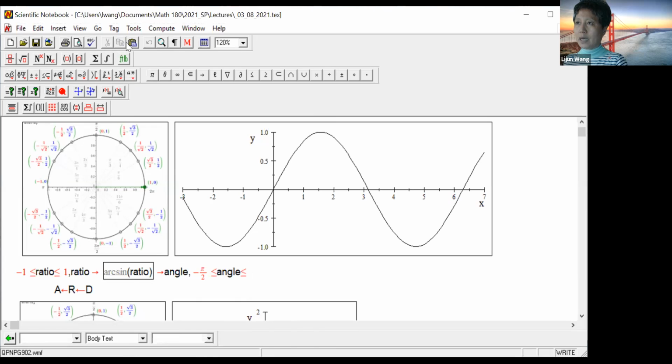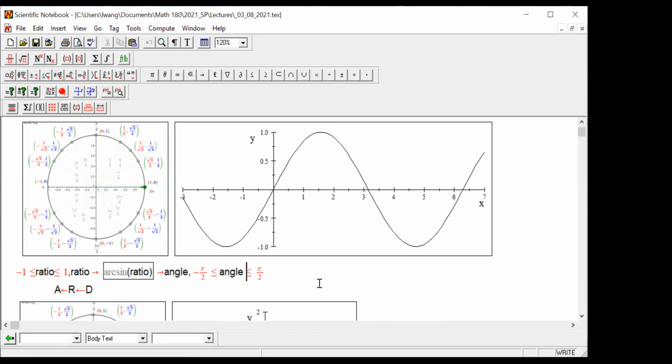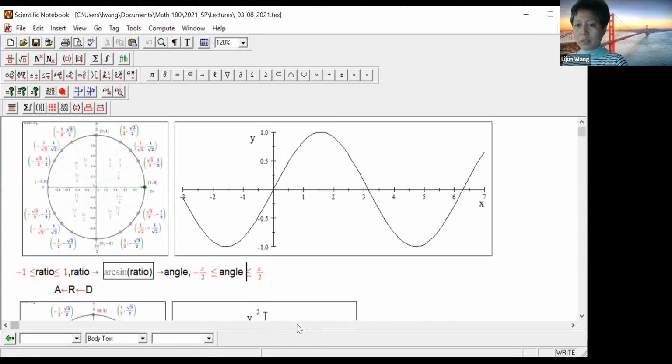Can you guys see the fonts on the screen clearly? Yes. Okay, let me know, because when I was going to another meeting, sometimes the screen doesn't show as clearly.